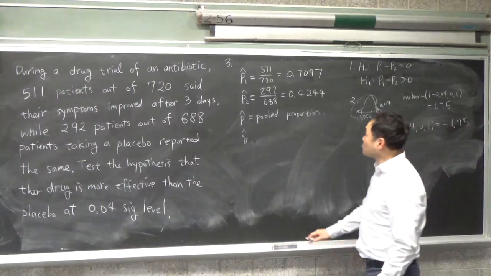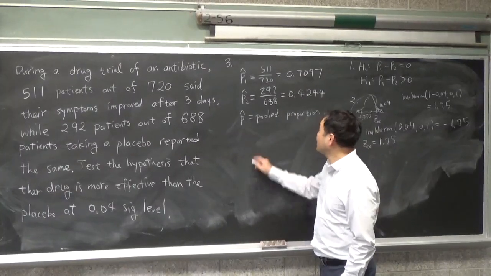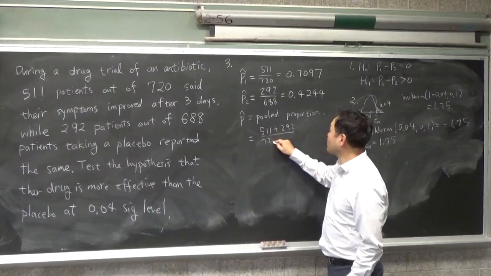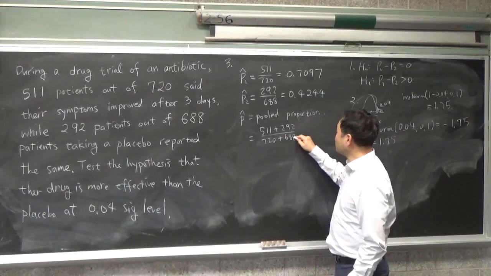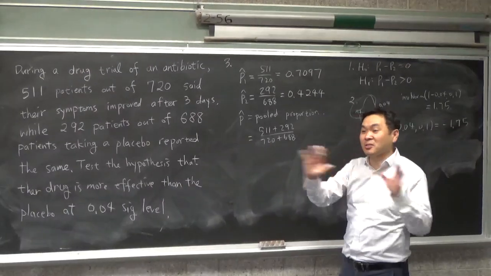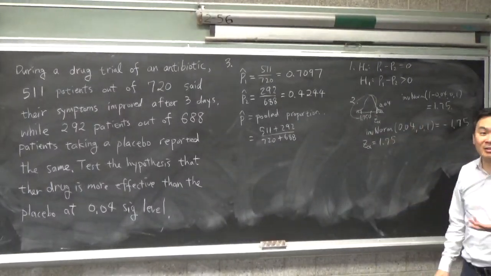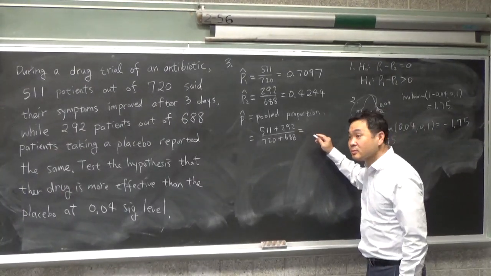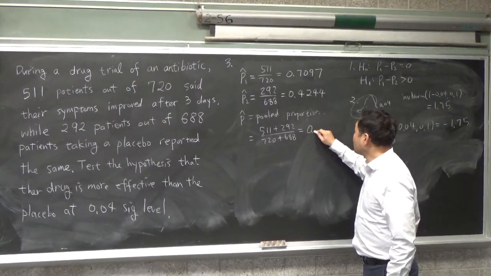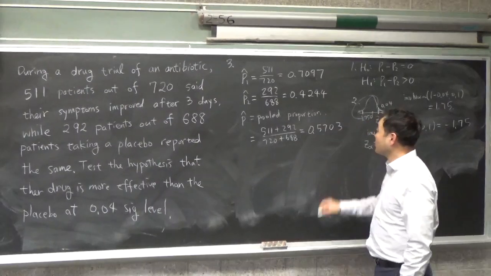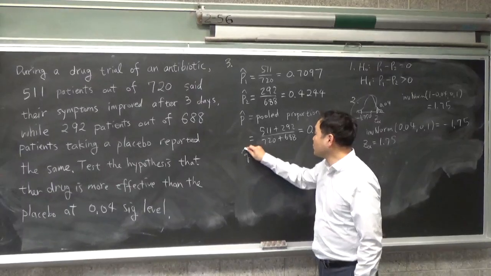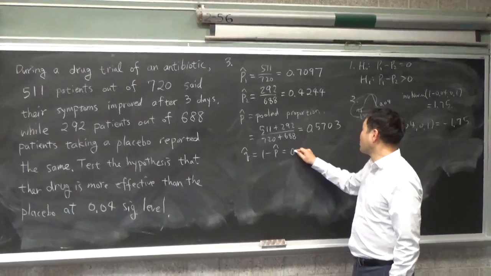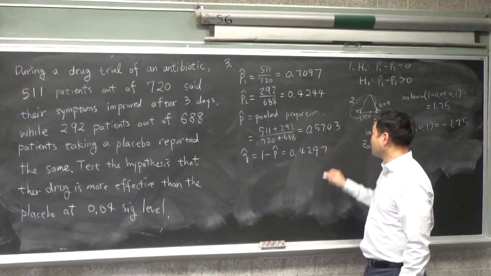Now the pooled proportion would be 511 plus 292 divided by 720 plus 688. You pool both samples together and treat them as the same, because we're pretending that they have the same probability, right? So what is that? 0.5703. And then Q hat would be 1 minus that, so 1 minus P hat, which is 0.4297.